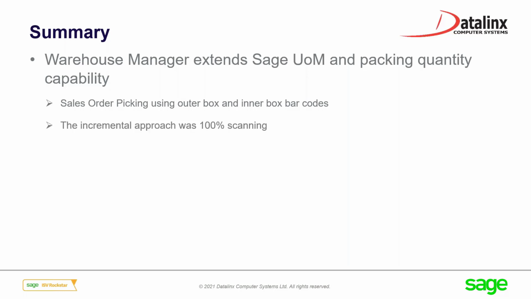But clearly the incremental approach was much quicker, because when we scanned the outer box barcode, one increment was a quantity of 10. And more importantly, incremental scanning was 100% scanning and required no manual entry, like we had to do in the standard sales order picking scenario.